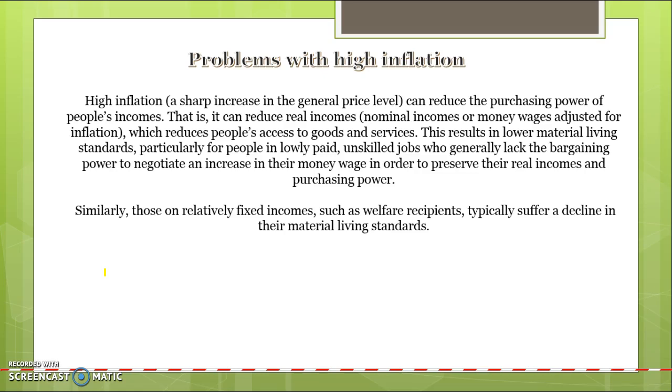So the first one here is that high inflation can reduce the purchasing power of people. Okay, that's pretty straightforward, but you've got to provide more detail where it gets a bit trickier. So make it clear that it can reduce real incomes because nominal incomes may not grow as fast as inflation, which reduces people's access to goods and services. In terms of being really specific, it generally hurts low-paid workers, unskilled jobs, or those that lack the bargaining power to increase their money wage in order to protect their real incomes. So it hurts low-income earners, it hurts those on fixed incomes, like welfare recipients. They generally experience a bigger decline in material living standards.